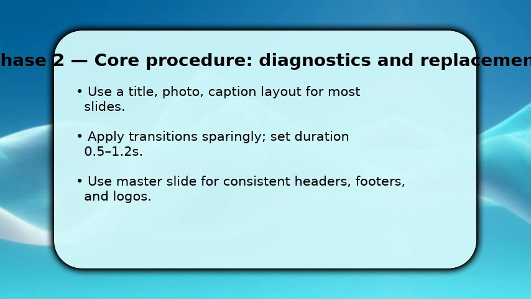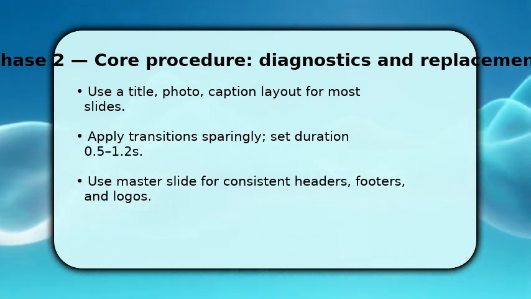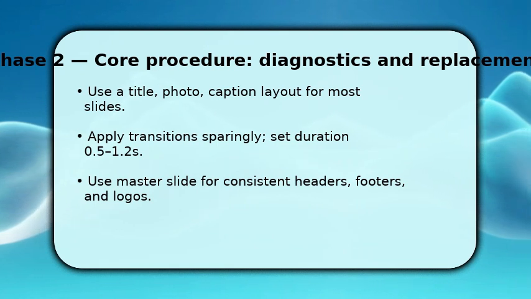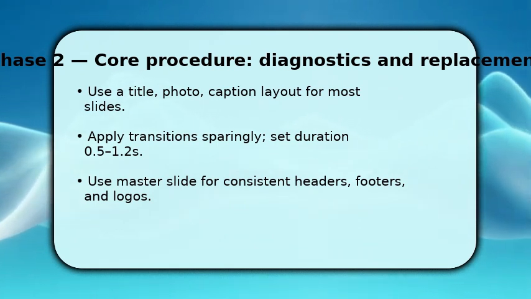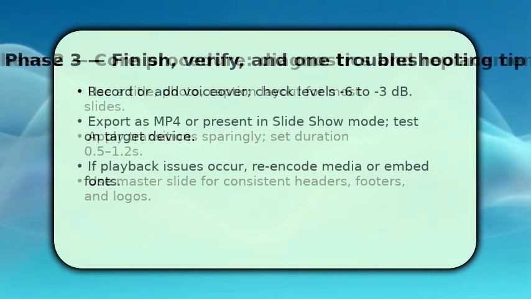Once your content is placed, add subtle transitions and set durations to 0.5 to 1.2 seconds. This keeps pace steady without distracting the viewer. Preview to confirm visual rhythm. Finish by adding narration or timing.